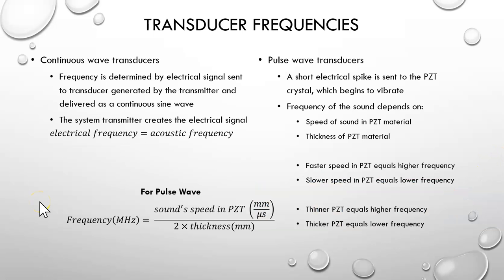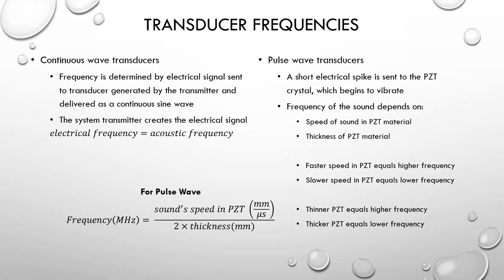Let's look at what makes the transducer frequency. In continuous wave transducers, those used in Doppler, and these are specifically the Doppler continuous wave transducers, not the typical pulse wave Doppler, the frequency is determined by the signal sent to the transducer by the transmitter. So whatever the transmitter is sending the signal at, that is going to be the acoustic frequency. So the electrical frequency equals the acoustic frequency.